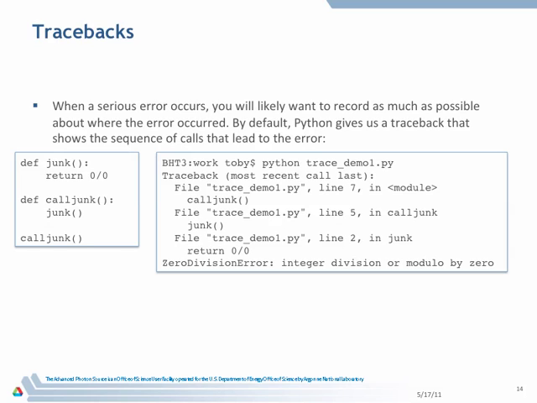And it can be really useful in figuring out how did we get to a particular place where we hit an error, because our routine junk might be called in 50 different places, and just simply knowing that we hit an error in routine junk doesn't help us figure out how we got there and what we did wrong. So a traceback is a really good way to find out what's going on.